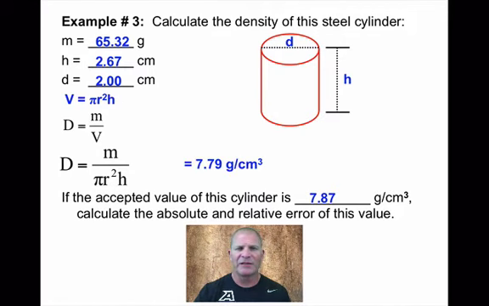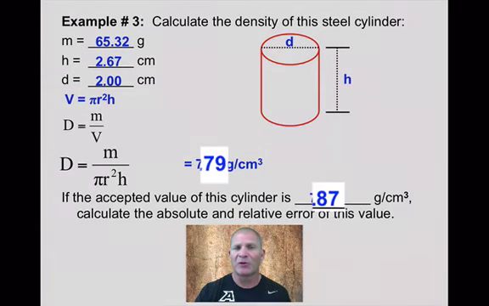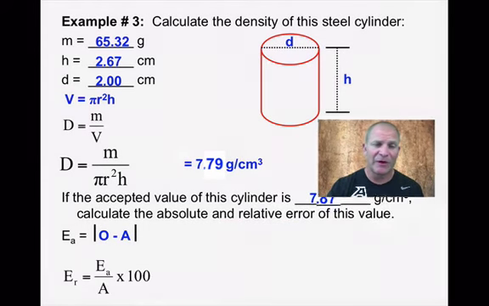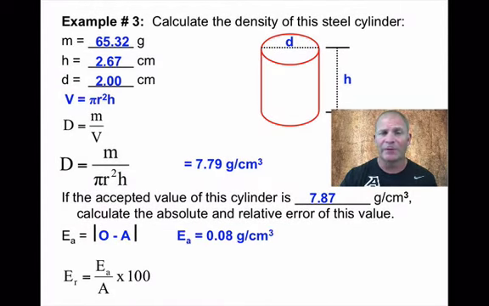So in this situation, my height and my diameter both have 3 sig figs. Mass has 4 sig figs. Therefore, my density can only have 3 sig figs, and the answer is 7.79 grams per centimeters cubed. Now, the accepted value for this steel is 7.87 grams per centimeters cubed. Both of them have 2 digits to the right of the decimal. So when I go after absolute error, it will have 2 digits to the right of the decimal, and its value ends up being 0.08 grams per centimeters cubed.